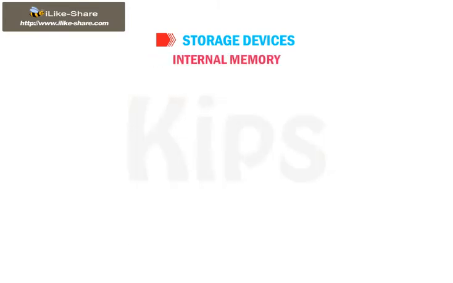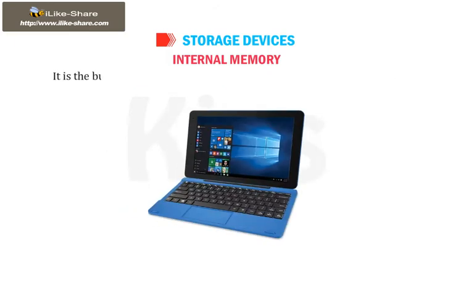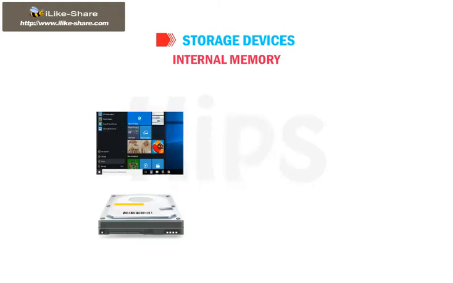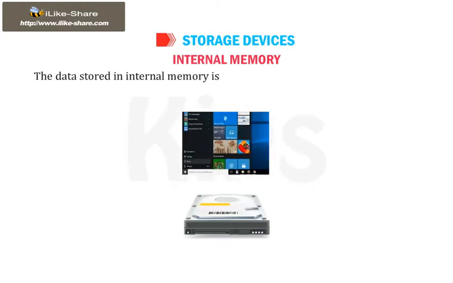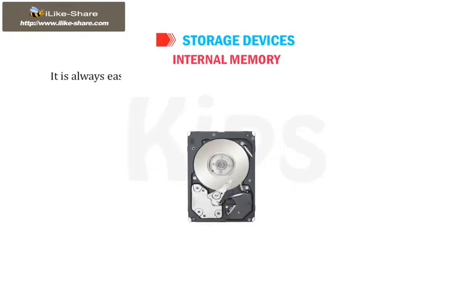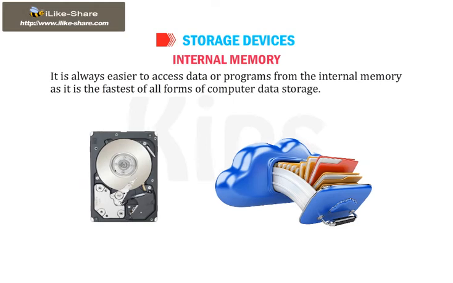Alright students, let us now learn about internal memory. Internal memory is also called primary memory or main memory. It is the built-in memory designed to store data and instructions while the computer is working. The data stored in internal memory is erased when the computer is turned off. It is always easier to access data or programs from the internal memory as it is the fastest of all forms of computer data storage.